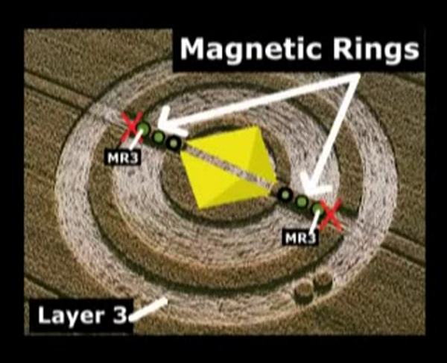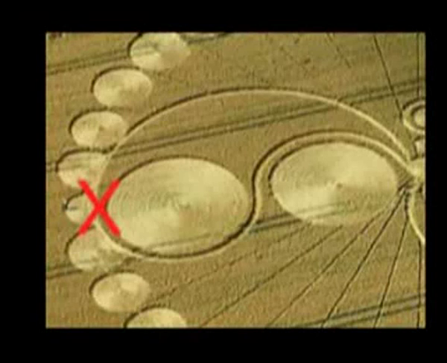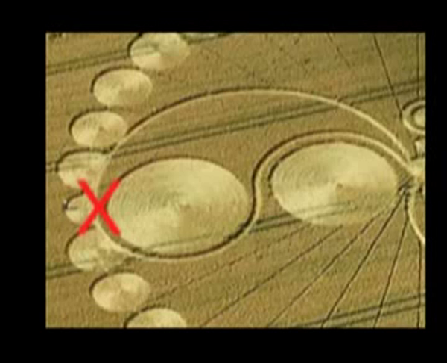The 3rd magnetic ring comes into contact with layer 3 of the water sphere. This connection is shown here. Notice, only the 3rd magnetic ring is in contact with the external layer of many circles. To learn more, we need to examine this symbol in more detail.